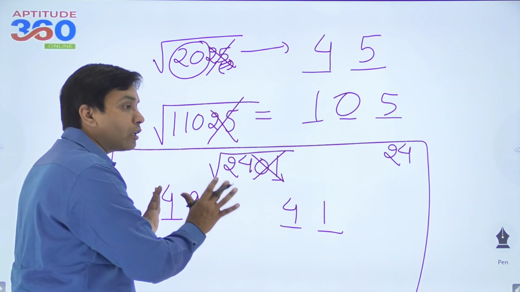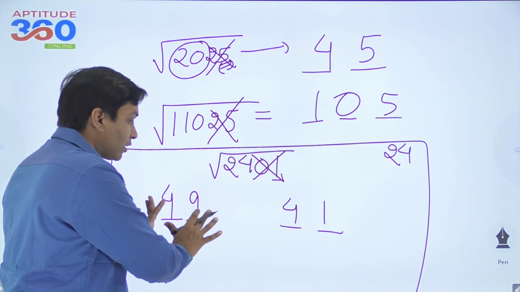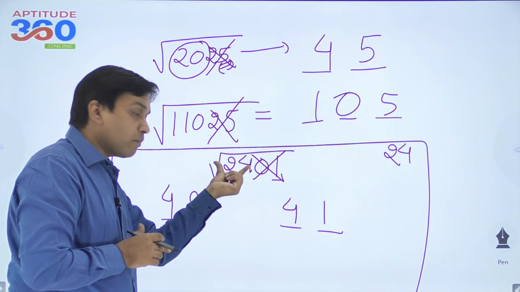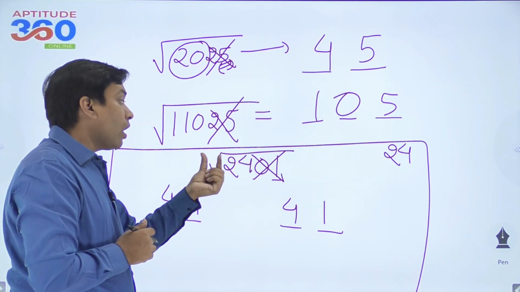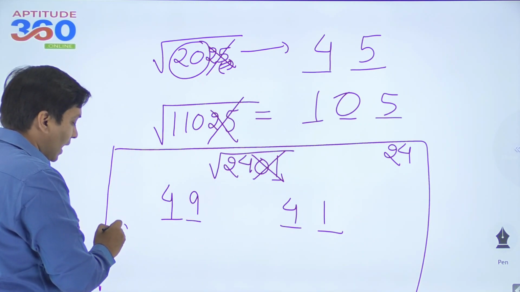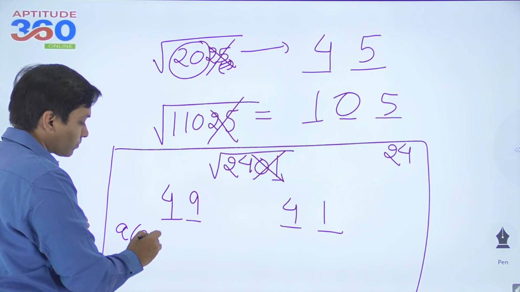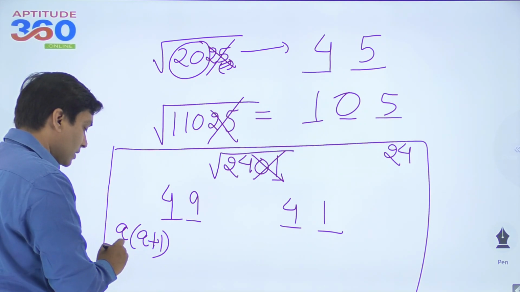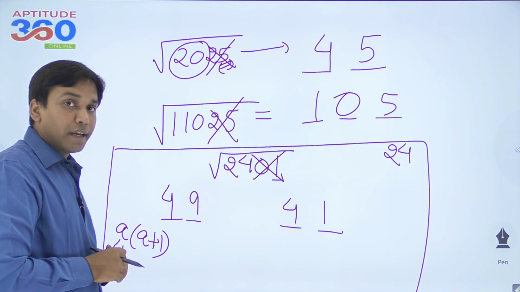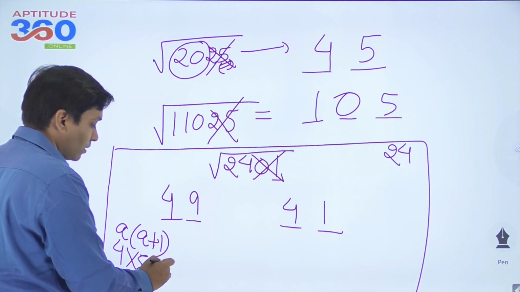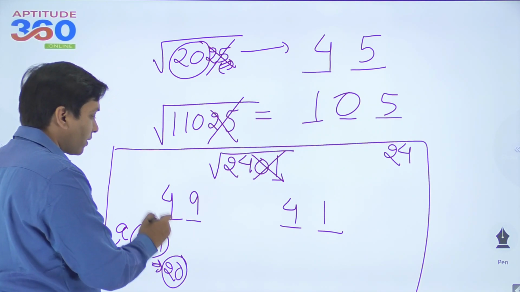Now we will have to decide whether the square root is 49 or 41. I said to concentrate on this number, which is 24, right? There is a method: a into a plus 1. What is a? The digit at the tens place is going to be a. And then 4 into 5 is 20. So the number that we have generated is 20.